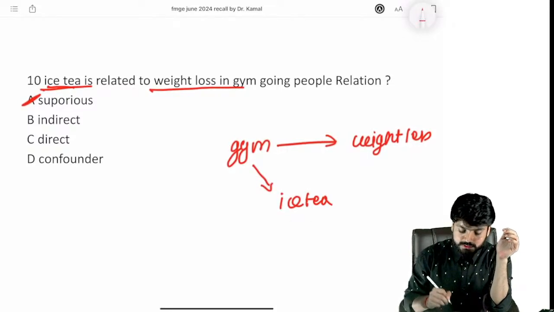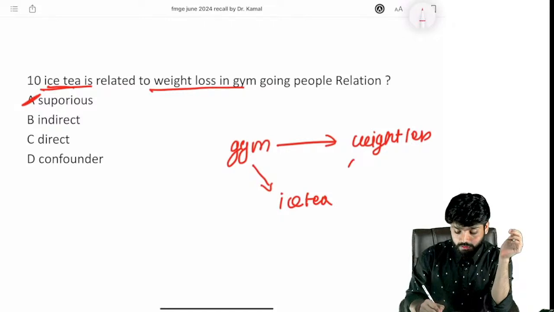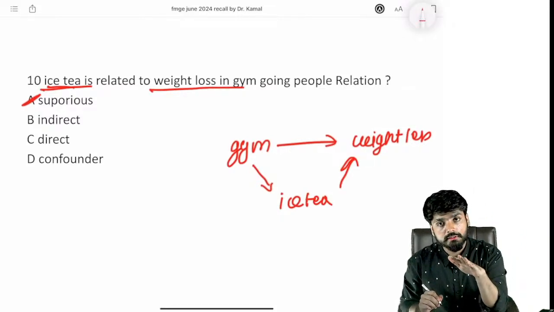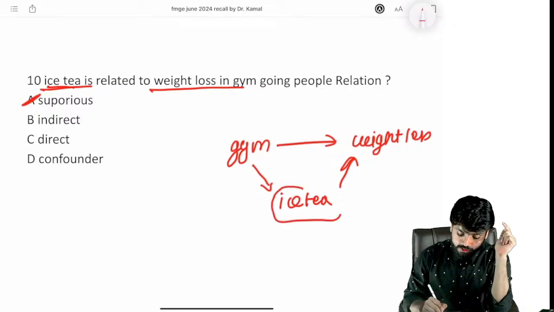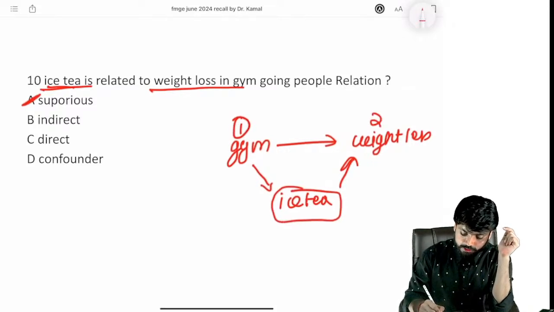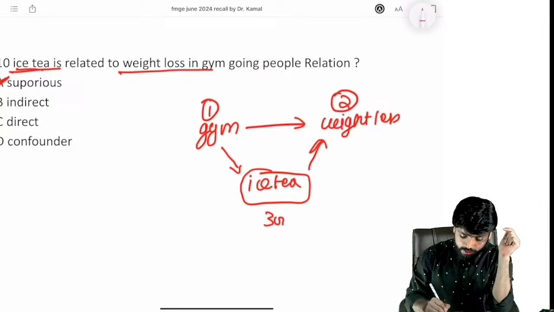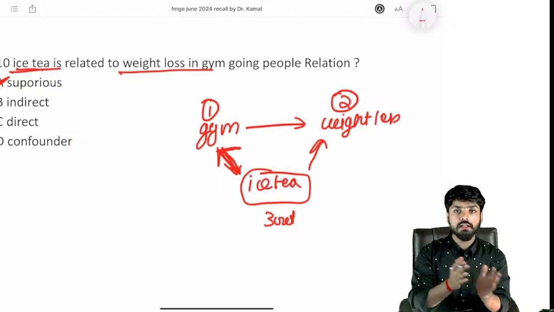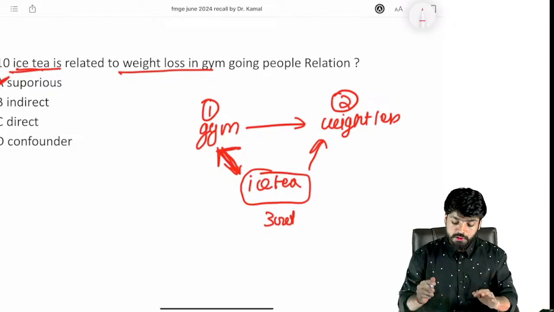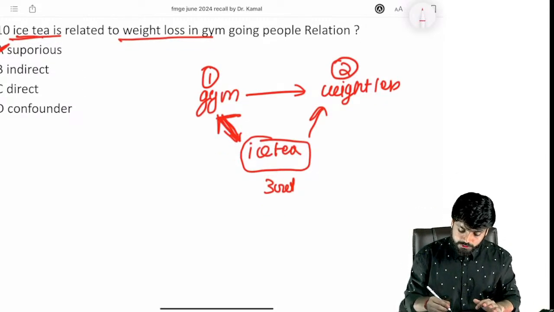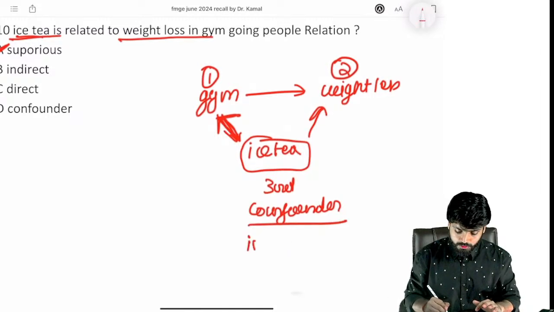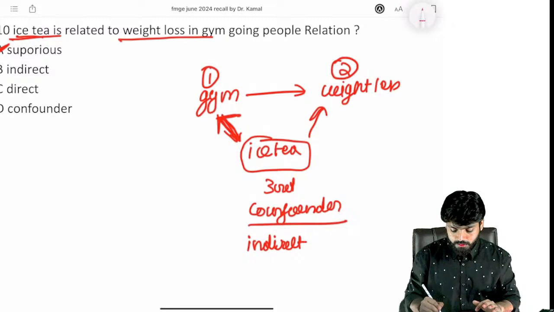Now iced tea is related to the gym also, and iced tea is related to weight loss also. If that's the case, then this is the first variable, this is the second variable, and the third variable, which is related to both the exposure and the outcome individually, is known as none other than a confounder or an indirect relation.